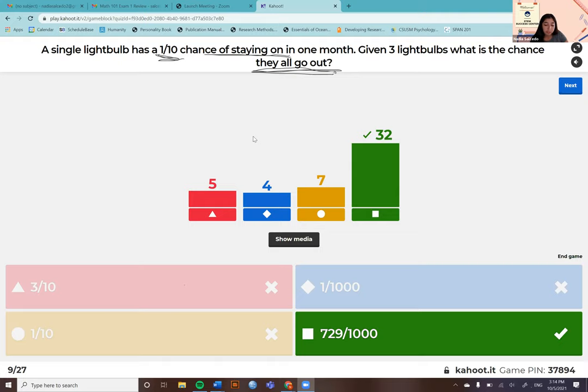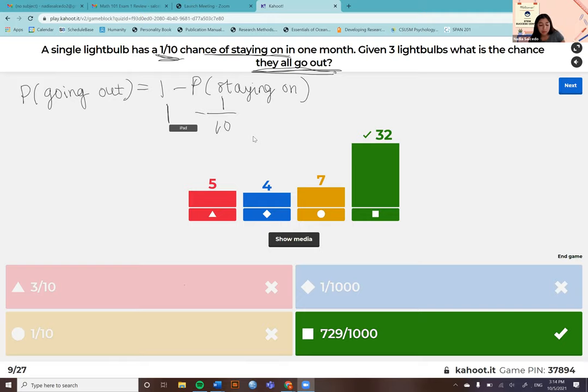So when we think of opposite, we're going to think of non-occurrence, so the probability of them going out is going to equal 1 minus the probability of them staying on. And this is for 1 light bulb. So we can put the 1/10 here. This is the probability of 1 light bulb staying on in 1 month. And we're going to be doing 1 minus 1/10. When we're subtracting, we've got to have a common denominator. So this is going to turn into 10 over 10 minus 1 over 10, which is going to give us 9 over 10.